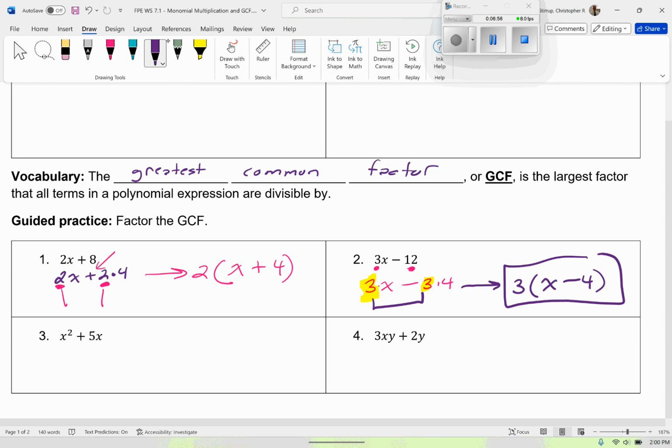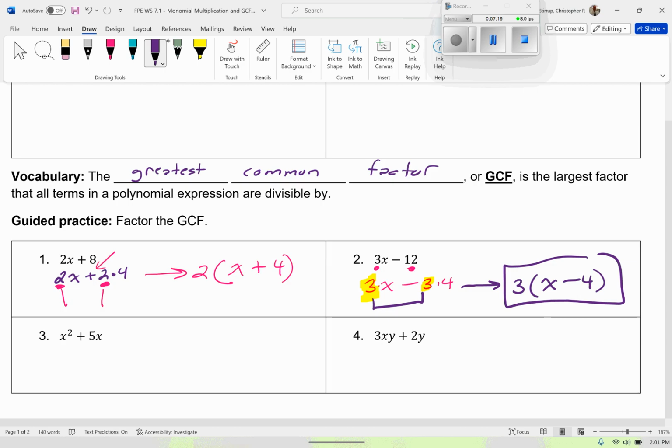But the last chapter, what we had done is I would have gone 3 times x to give me 3x. 3 times negative 4 gives me negative 12. Okay? So we're baby stepping our way into this. So that's when we have 2 numbers, but take a look at number 3.